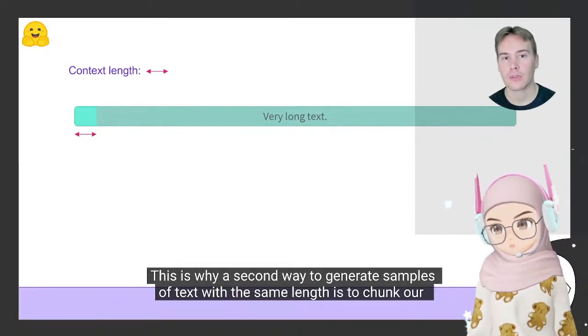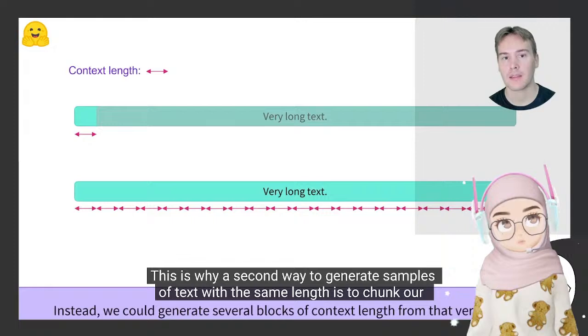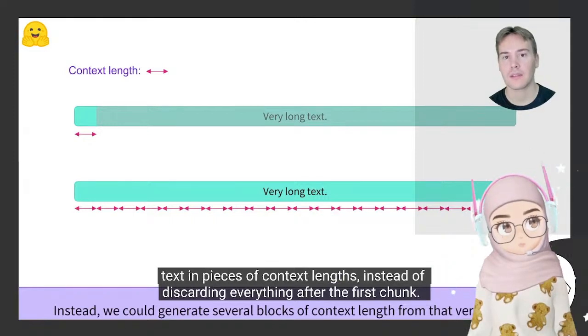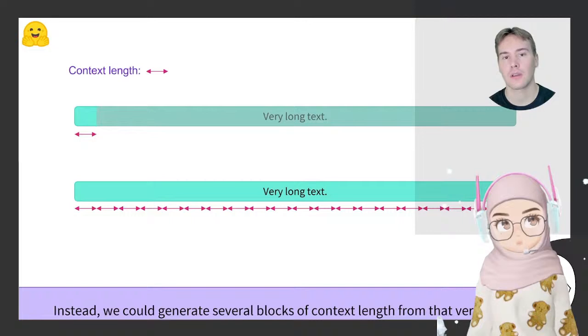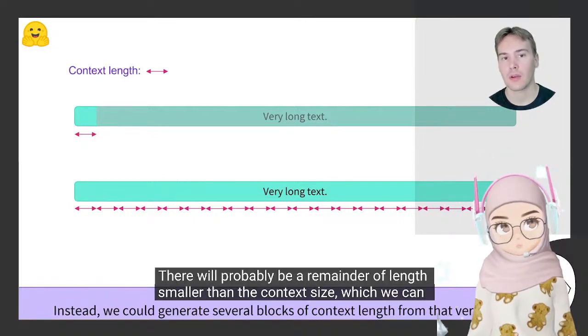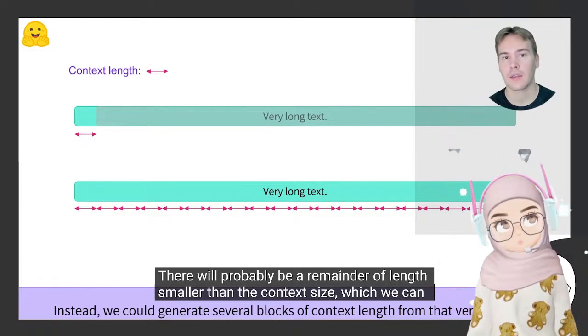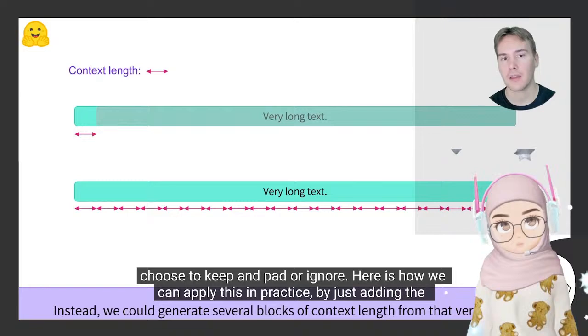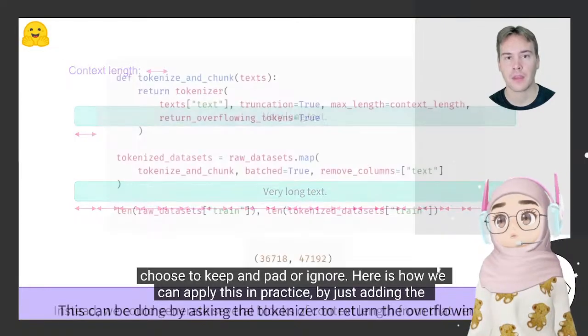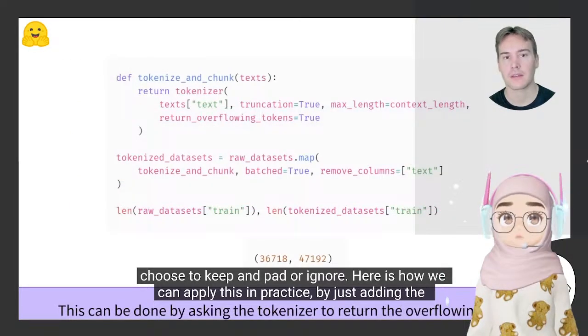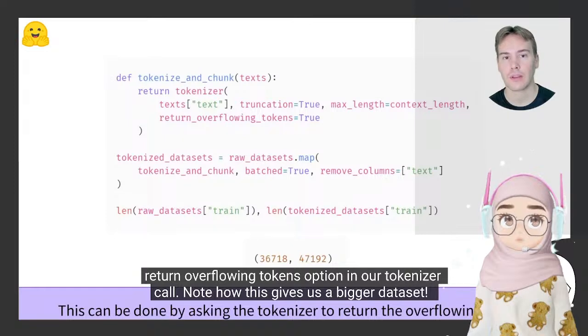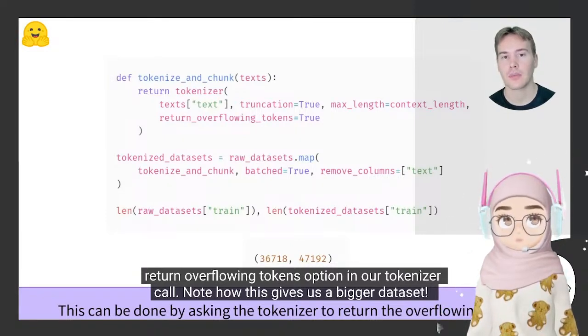This is why a second way to generate a sample of text with the same length is to chunk our text in pieces of context length, instead of discarding everything after the first chunk. There will probably be a remainder of length smaller than the context size, which we can choose to keep and pad or ignore. Here is how we can apply this in practice, by just adding the return overflowing tokens option in our tokenizer call. Note how this gives us a bigger dataset.